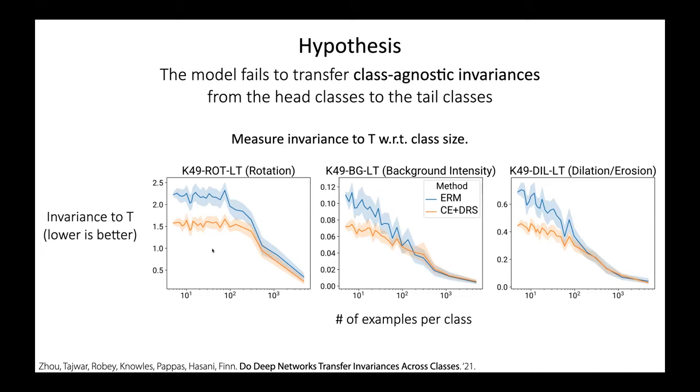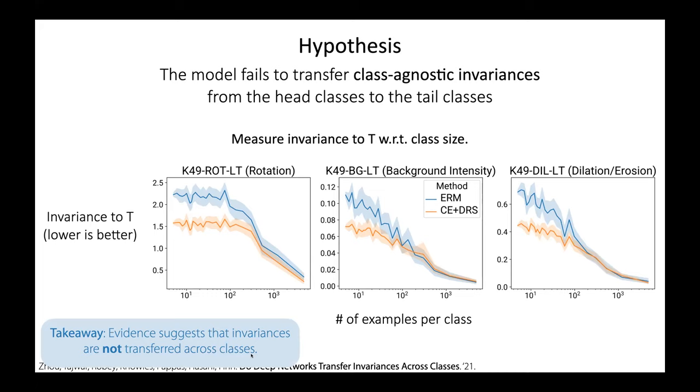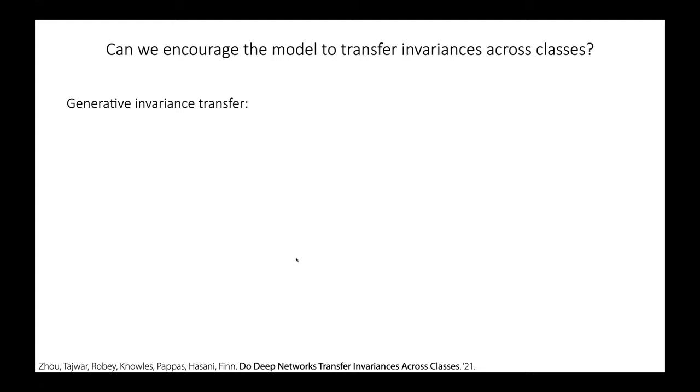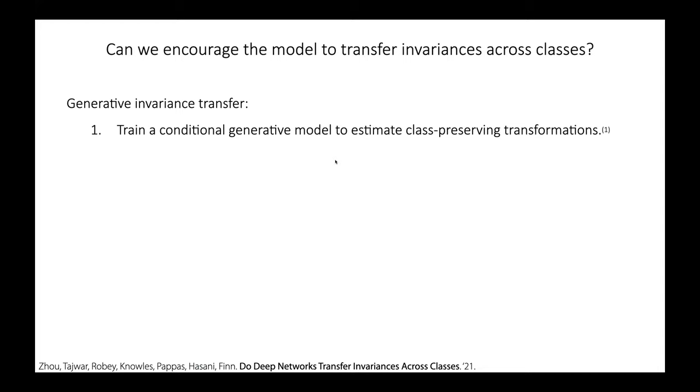Great, so now that we've verified this hypothesis, and really the evidence here suggests that invariances are not transferred across classes, what we could try to do is develop a method that encourages the model to transfer invariances from head classes to tail classes. We developed a really simple approach for doing this and then wanted to test whether this actually improves performance. This approach isn't necessarily anything groundbreaking or new, but it is going to explicitly try to transfer invariances from the head to the tail. In particular, we're going to first just train a conditional generative model to estimate these transformations T.